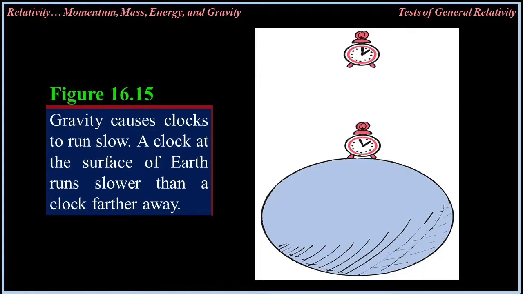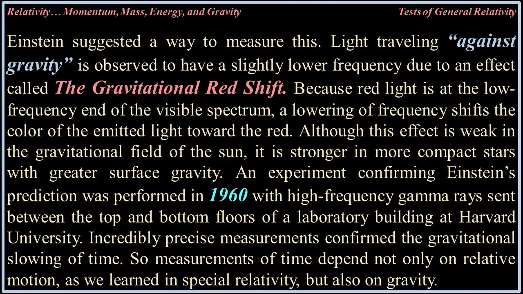Figure 16.15: Gravity causes clocks to run slow. A clock at the surface of Earth runs slower than a clock farther away. Einstein suggested a way to measure this. Light traveling against gravity is observed to have a slightly lower frequency due to an effect called the gravitational redshift, because red light is at the low frequency end of the visible spectrum. A lowering of frequency shifts the color of the emitted light towards the red.